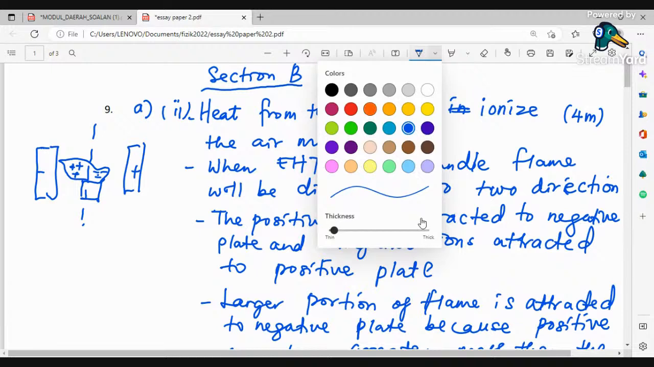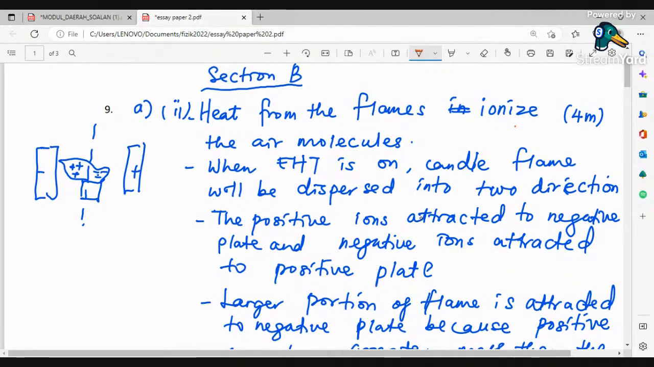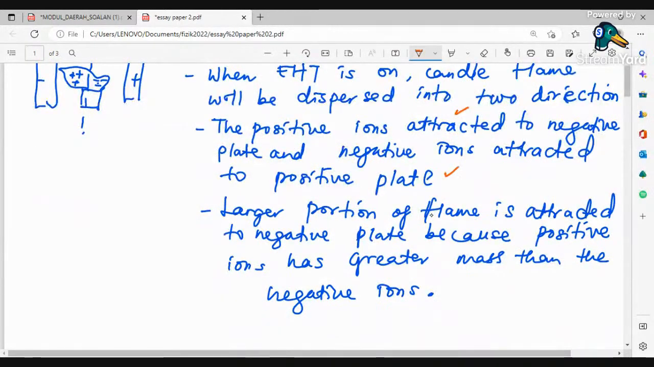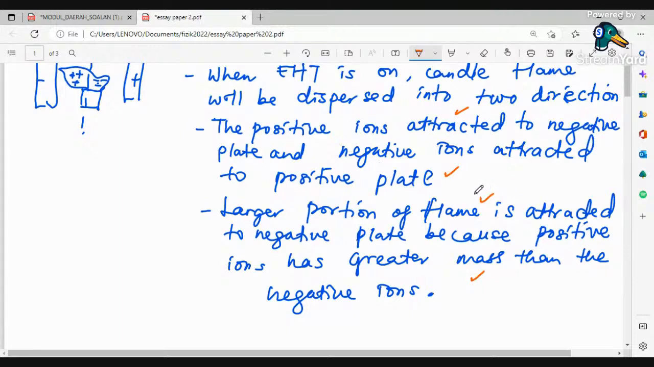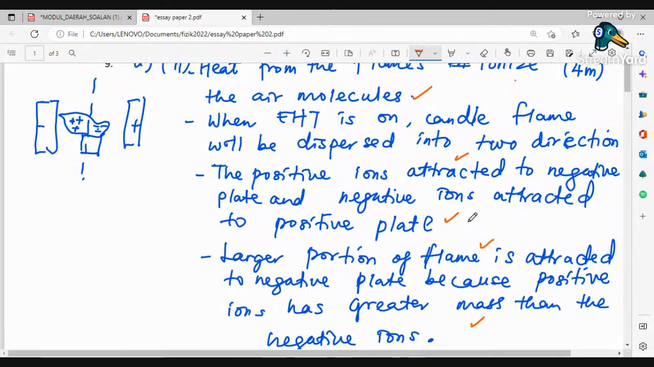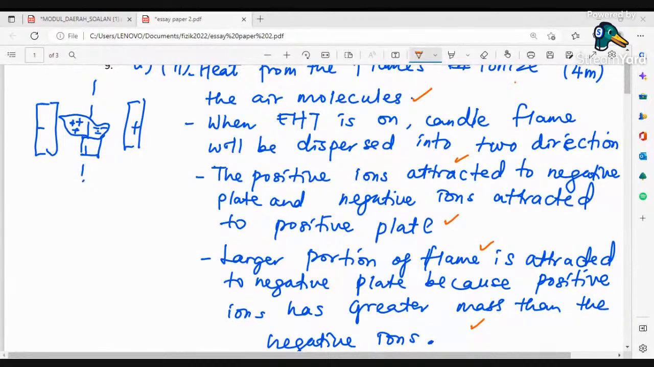First, let's look at the answer from here. Ionize shows that there are charged particles, which are positive ions and negative ions. The candle flame disperses to two directions. You explain positive and negative ions attracted to the negative and positive plates. Larger portion attracted to negative. Why? Because positive ions have greater mass. To get 4 marks, you must state all the points required. So this is for the question A2, a knowledge question, 4 markah. Tevesh Kumar, correct. Good.